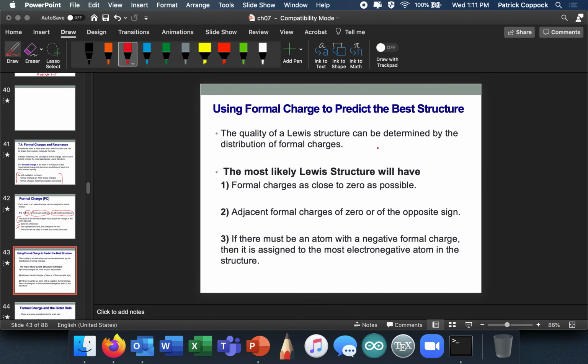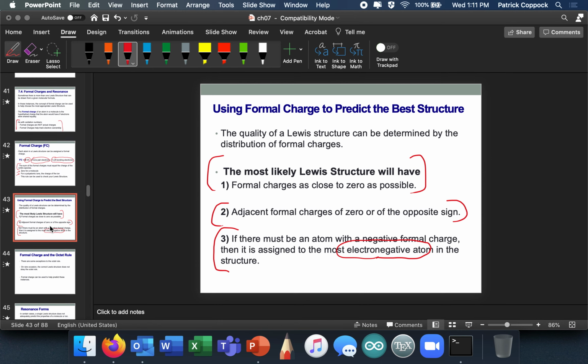The quality of a Lewis structure can be determined by the distribution of formal charges. The best Lewis structures will have the lowest formal charges. They'll also have adjacent formal charges of 0 or of opposite sign. You wouldn't want two positive formal charges next to each other, or two negative next to each other. And if there must be an atom with a negative formal charge, it ought to be on the most electronegative atom. This will make a lot more sense after we practice a little bit.